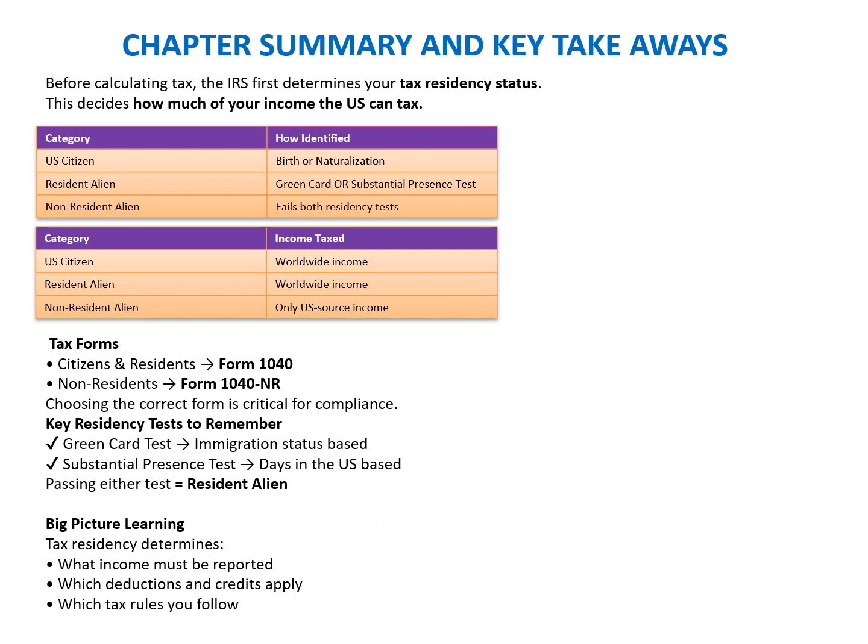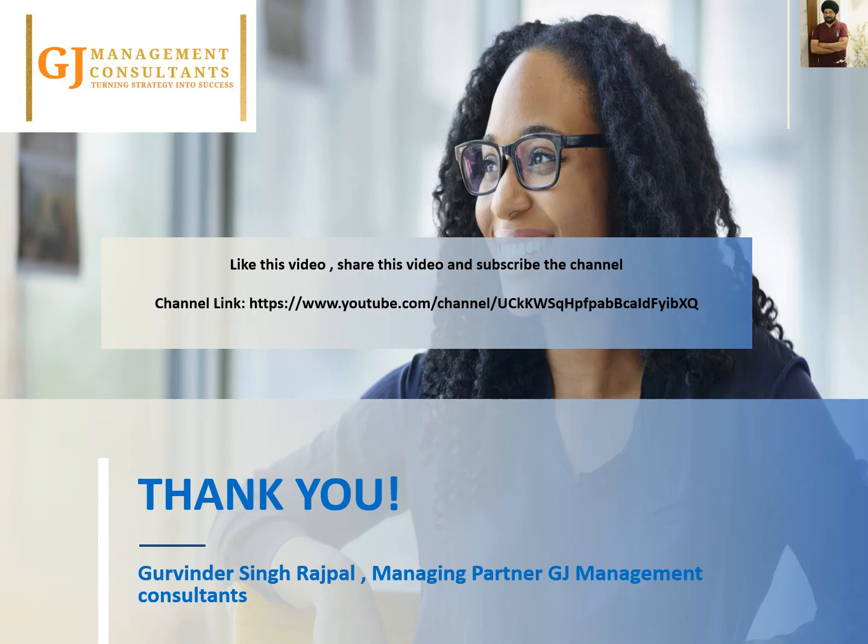With this, we complete one of the most important chapters in US taxation, which is the residential status. Today we learned that before calculating tax, before applying deductions, and before filing any return, the IRS first asks one fundamental question: what is your tax residency status? We understood the three core classifications: US citizens, resident alien, and non-resident alien. We also studied the green card test, the substantial presence test, and the difference between the worldwide income and the US source income.